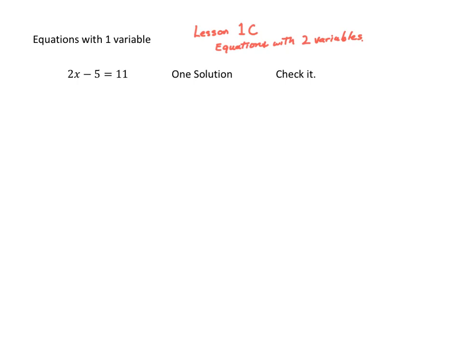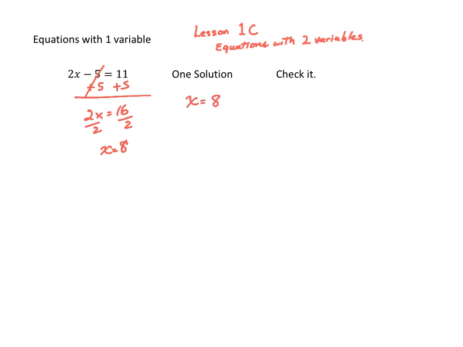Like, try it. You would add 5 to both sides, and there's only one answer you can get after you add 5 to both sides. So you have 2x equals 16. Then you divide by 2 to cancel out multiplying by 2. There's only one answer you could get when you divide 16 by 2, which is 8. So the one solution is x equals 8.